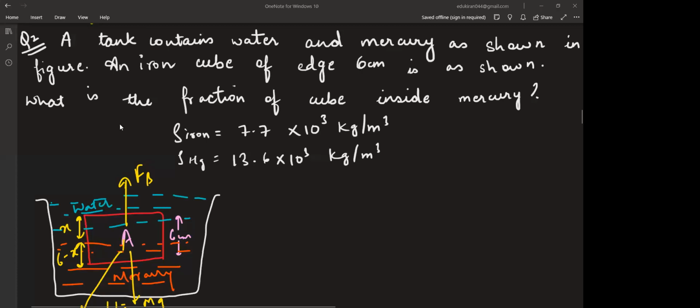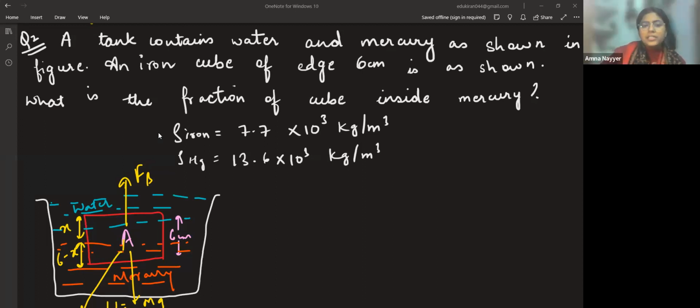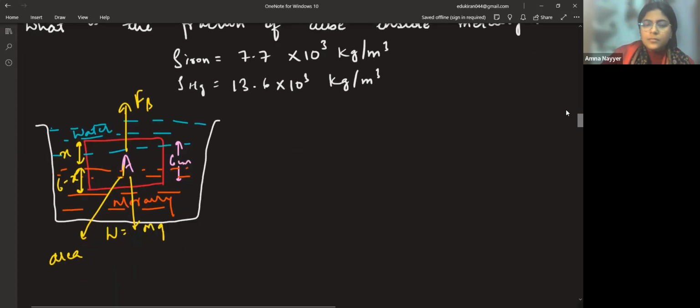A tank contains water and mercury as shown in the figure. An iron cube of edge 6 centimeters is as shown. What is the fraction of cube inside the mercury? Iron's density is given, mercury's density is given. So both are separated. See, this figure is already given. The block is given.